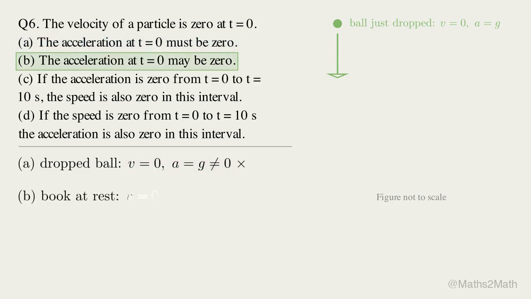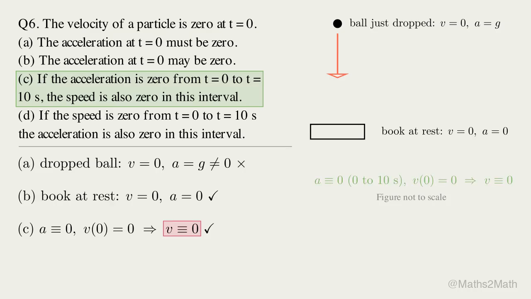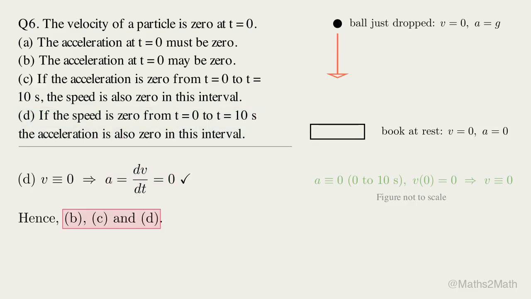A book lying at rest has v equals 0 and also a equals 0. So the acceleration may be 0. Option B is correct. If a stays 0 for 10 seconds, the velocity cannot change from its starting value of 0. The speed stays 0. Option C is correct. And if the speed is identically 0 over the interval, v is constant there, so its derivative, the acceleration, is 0. Option D is correct. Hence, options B, C, and D are correct.